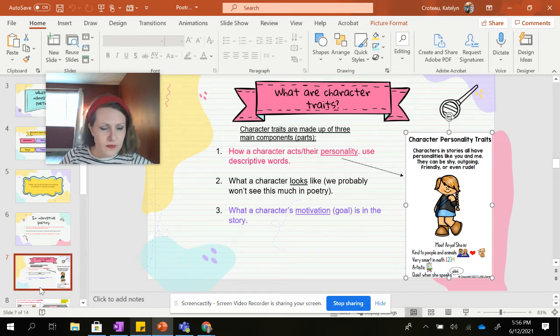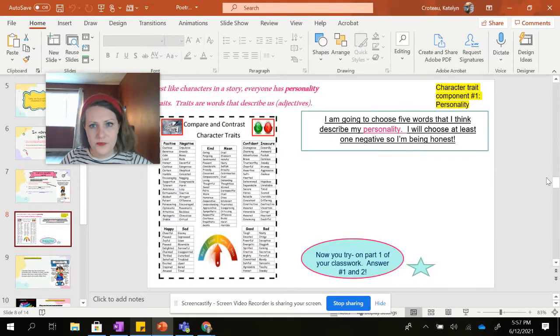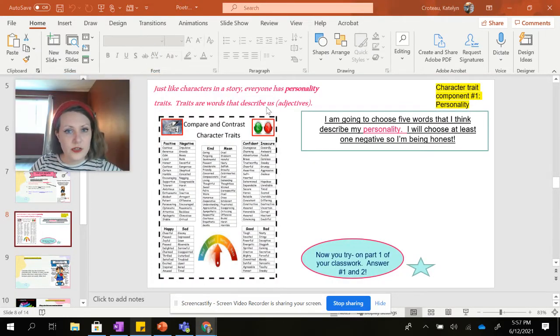Let's look at character traits a little deeper. Just like characters in a story, everyone has personality traits. Real people, right, have personality traits. And traits are just words that describe us and how we act. They're adjectives, because adjectives describe a noun. A noun is a person, place, or thing. Adjectives are words that describe nouns. So if I'm describing me or you or a character in a story, I'm using adjectives because they describe nouns. And a person is a noun.